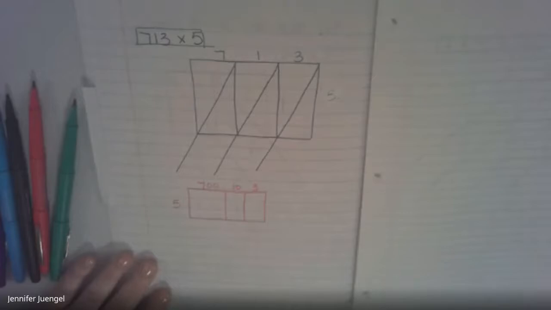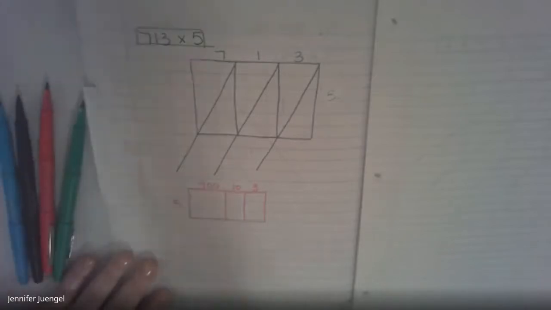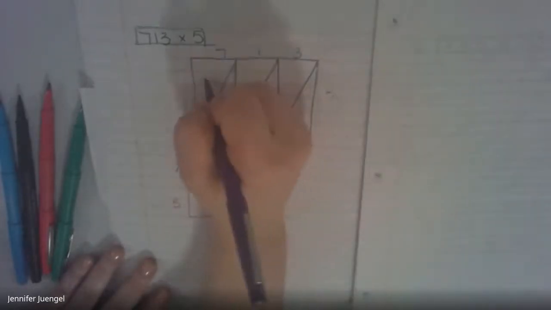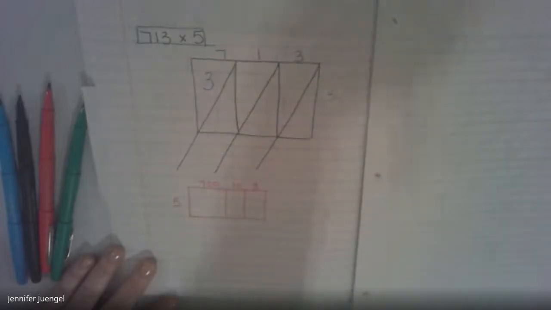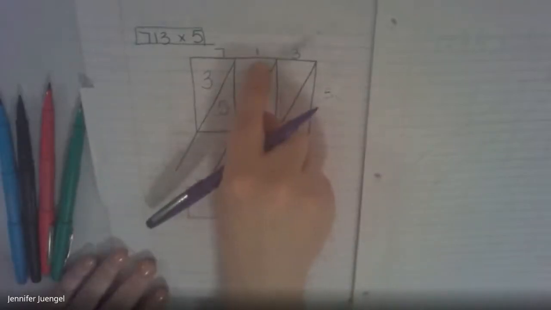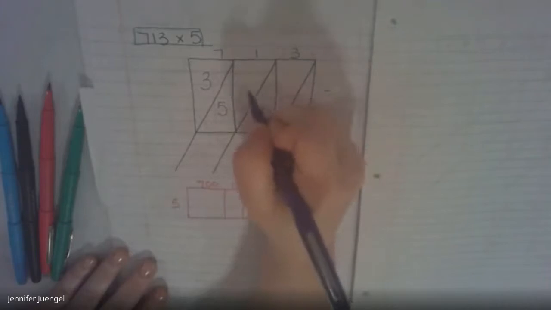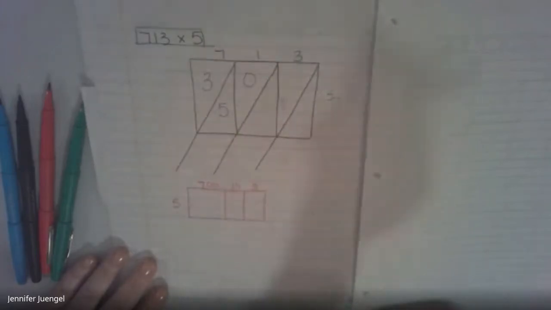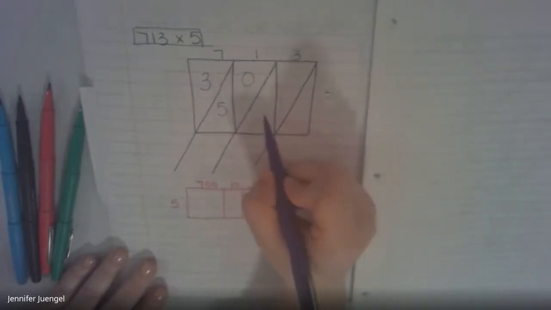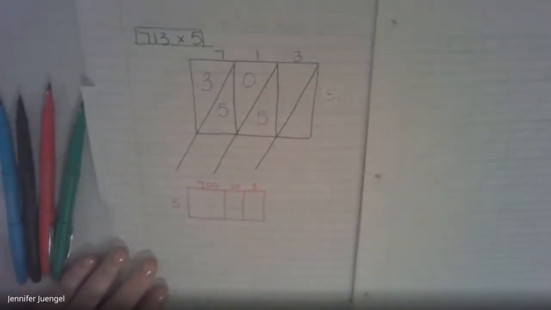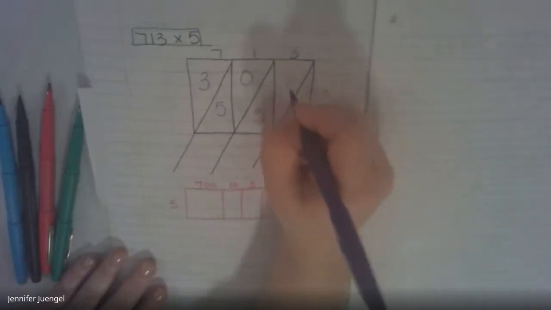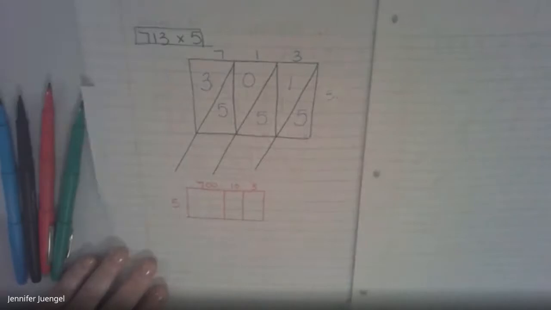Step number 3 is to multiply my way through here. So I'm going to do 5 times 7. 5 times 7 is 35. Remember, the 3 goes in the top section of my diagonal, and the 5 goes in the bottom. 5 times 1 is 5. I could leave this blank, but just so that I'm filling in all my blanks and don't leave anything to chance, I'm going to write 0 in the tens place and 5 in the ones place. 5 times 3 is 15, so I'm going to break that number 15 into its tens place and its ones place.